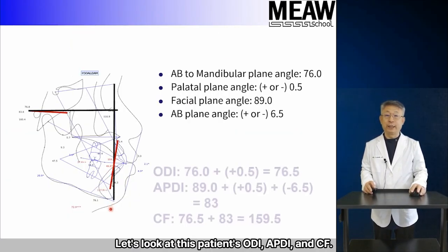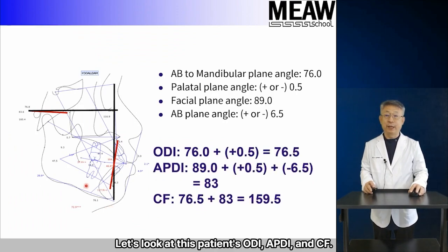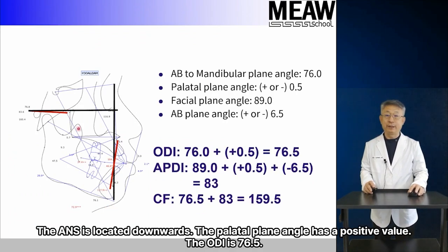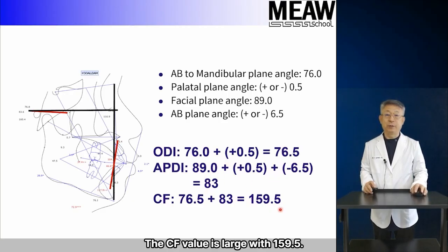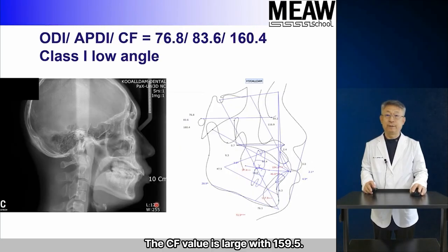Let's look at this patient's ODI, APDI, and CF. The ANS is located downwards. The palatal plane angle has a positive value. The ODI is 76.5. The A point is located towards the front. The AB plane angle has a negative value. The APDI is 83. The CF value is large with 159.5. This is a case of class 1 low angle.